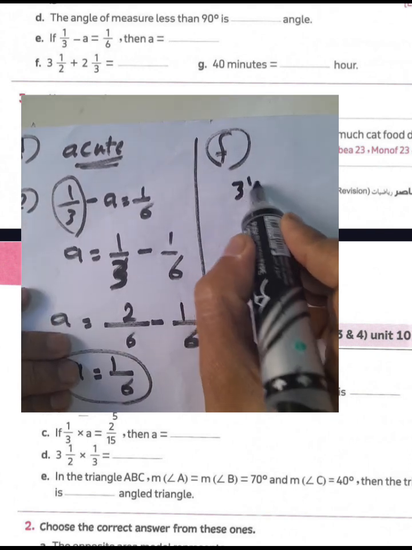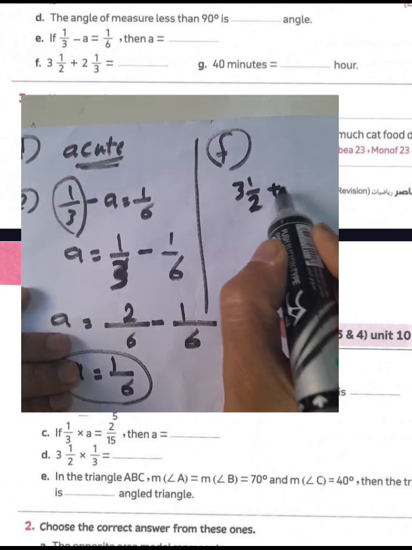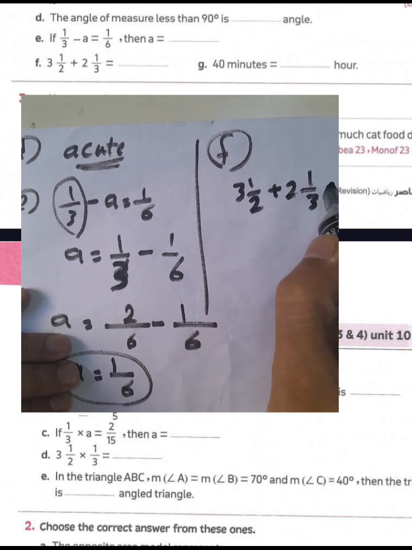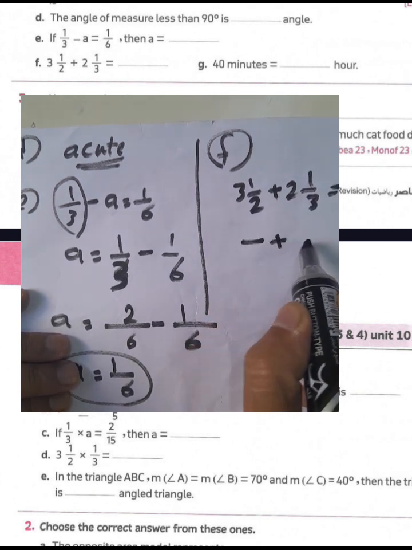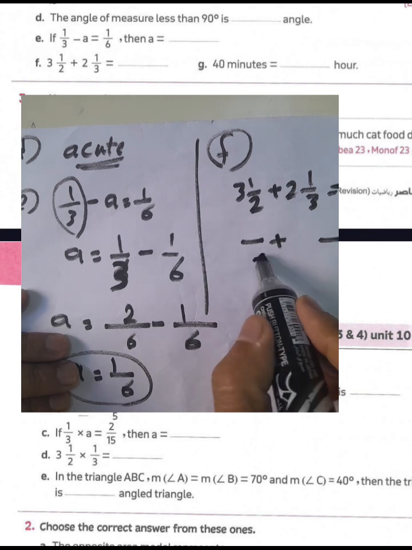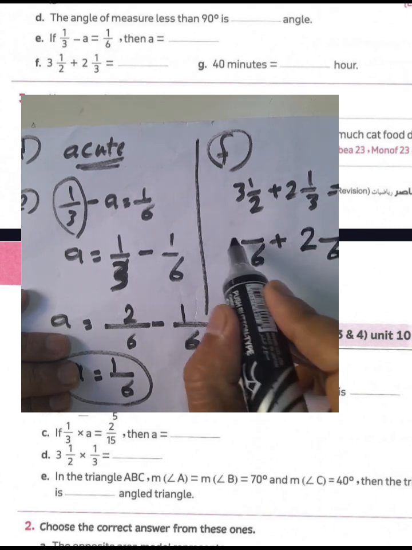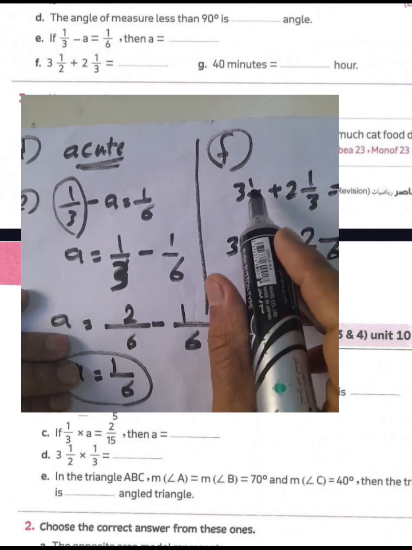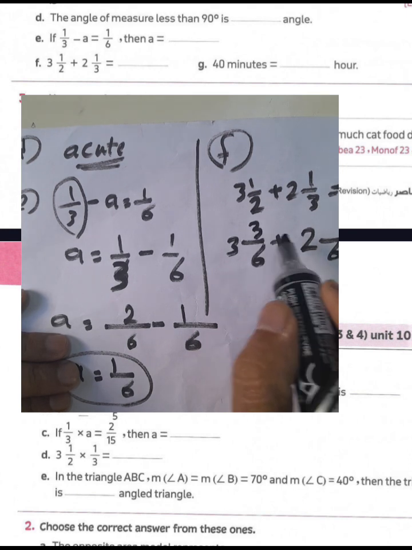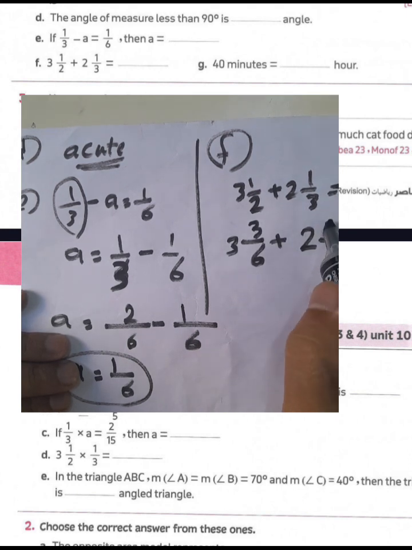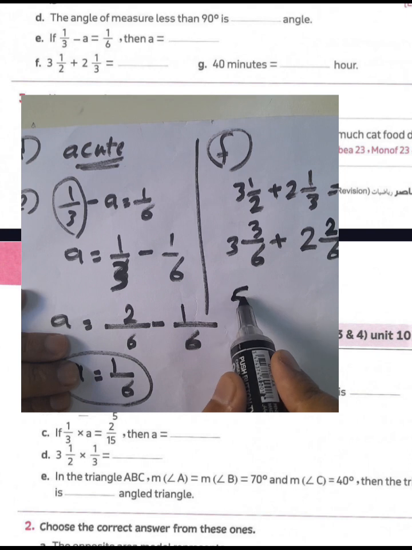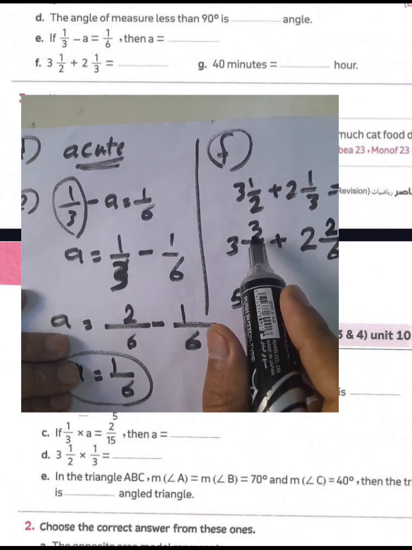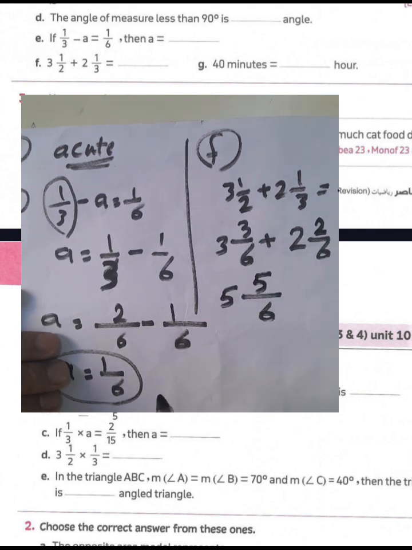Question letter F. 3.5 plus 2 1/3 equals blank. We can write the least common multiple of the two denominators, it will be 6. 2 times 3 equals 6, 1 times 3 equals 3. 3 times 2 equals 6, 1 times 2 equals 2. 2 plus 3 equals 5, and then write 6 here. 3 plus 2 equals 5, the result will be 5 and 5/6.